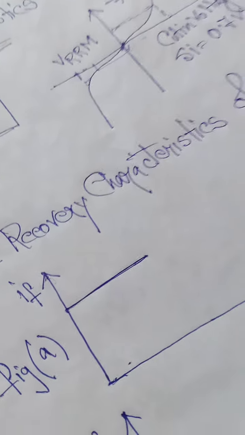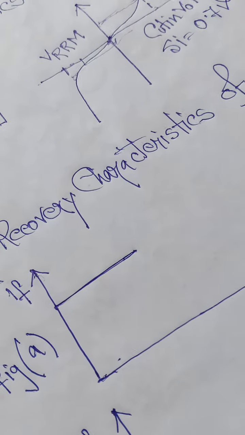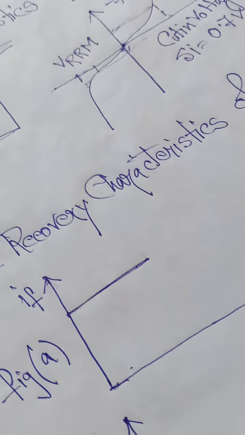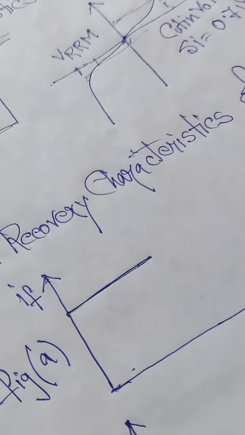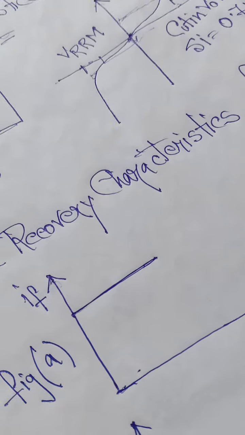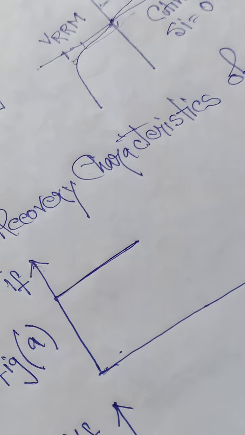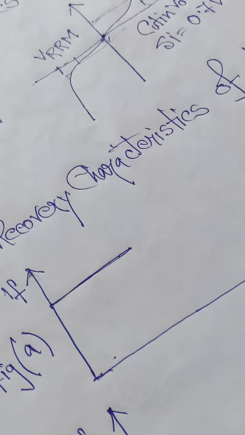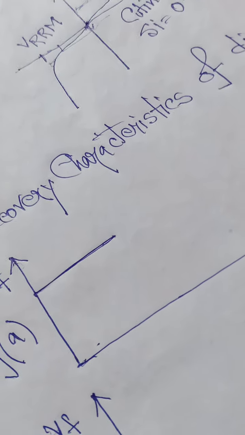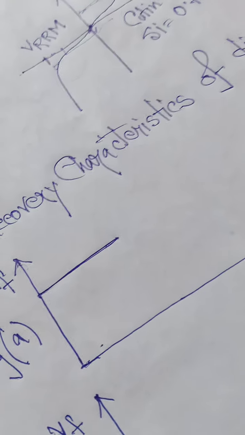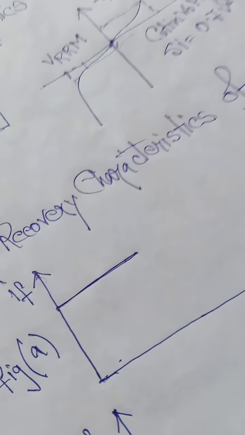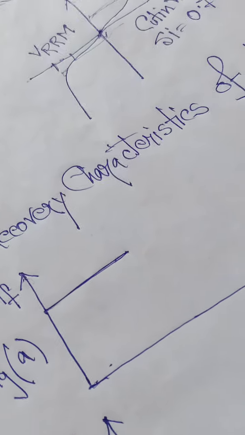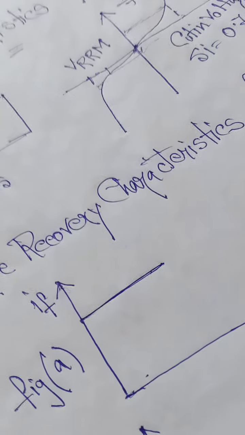So what we know from our previous classes, a diode can be turned on, but the reverse recovery characteristics of the diode explain when the diode will be turned off, and after that it will reopen, that will switch on the diode. So what will happen at that moment? That is all described in the reverse recovery characteristics of the diode, from turn off to turn on.